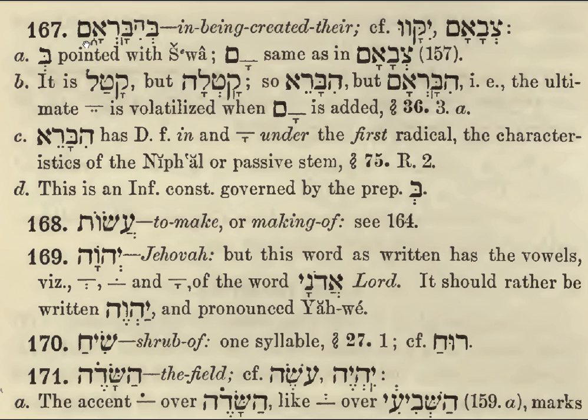Behibaram, in being created there. The b here is pointed with shva. The am at the end is the same as sebaam, there. Behibaram. Note here, it's katal, but katala. So we have here hibbare, but hibbaram. So the ultimate e is volatilized when am is added.